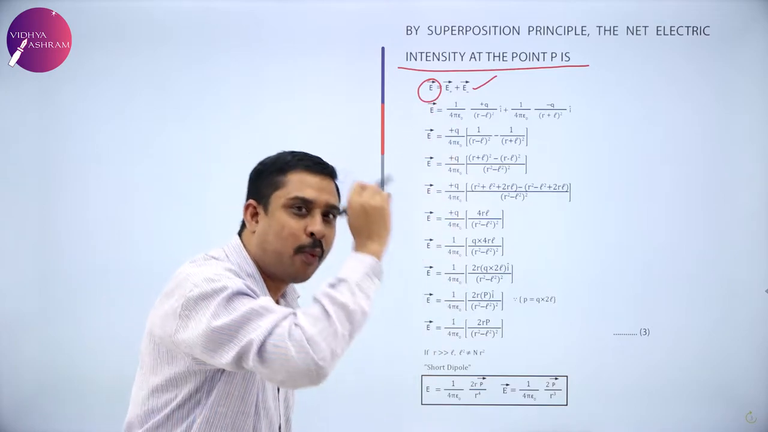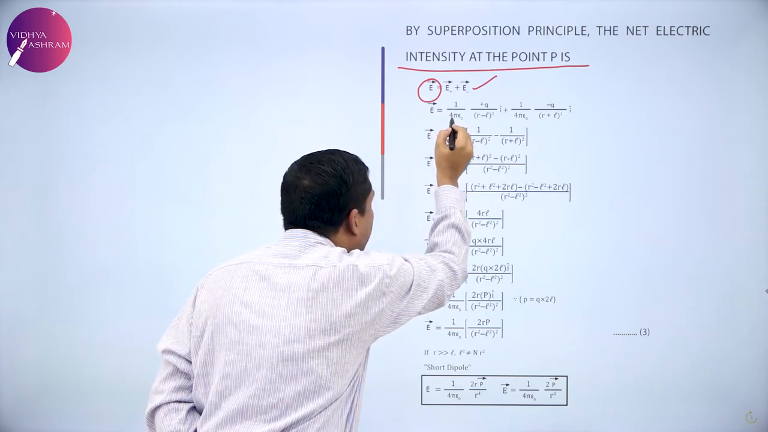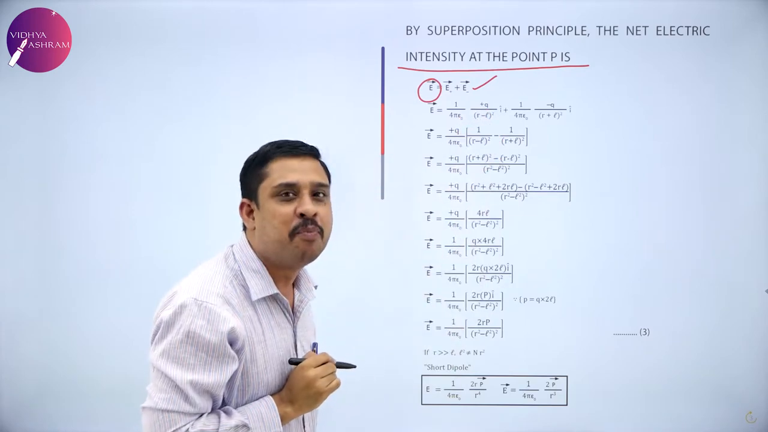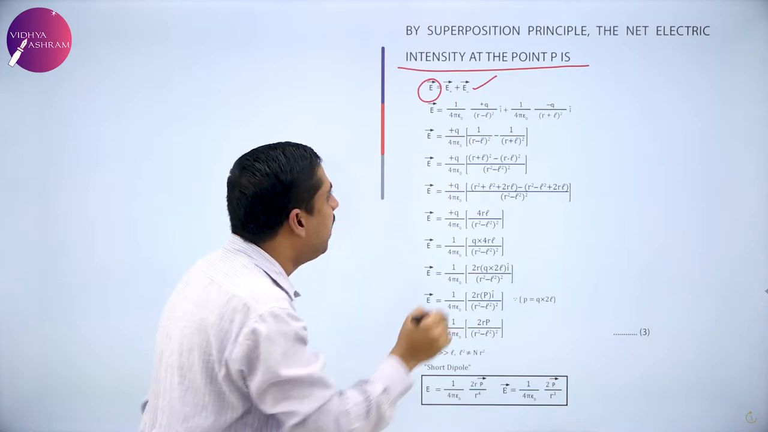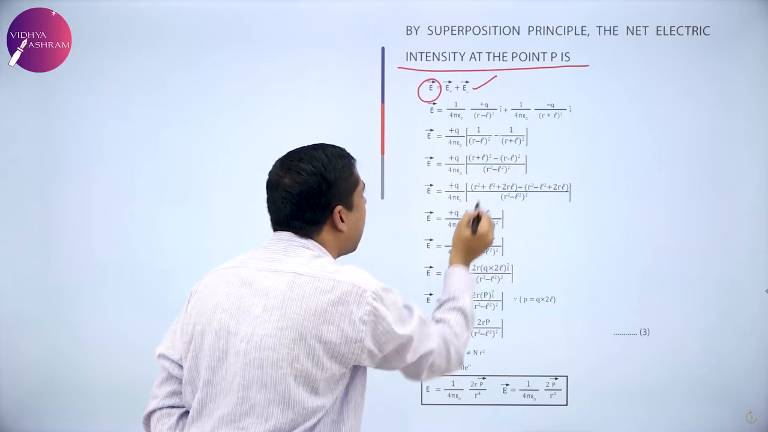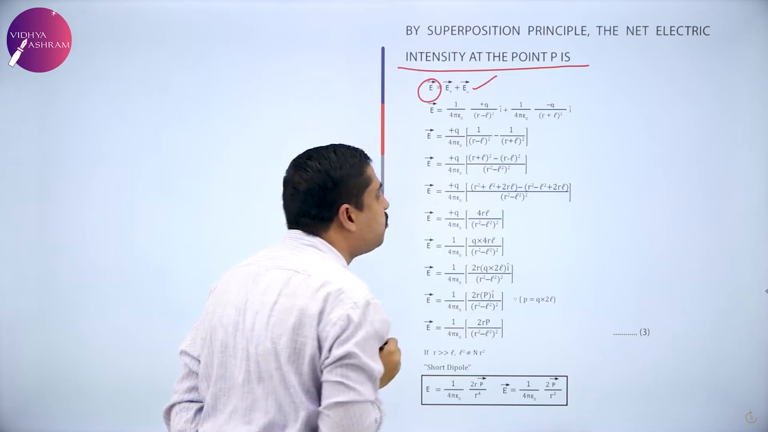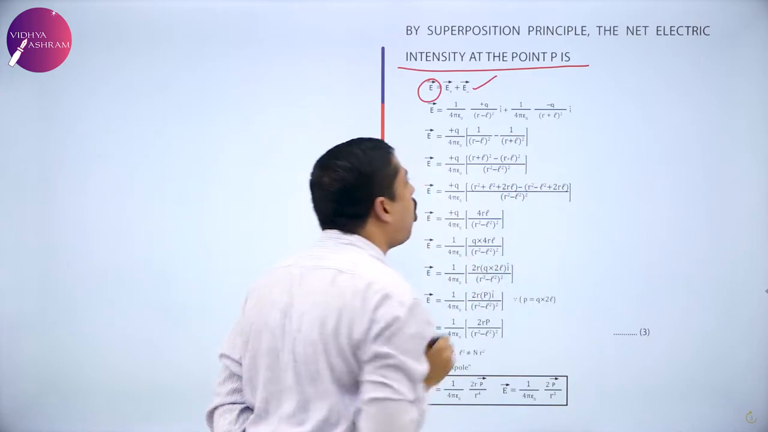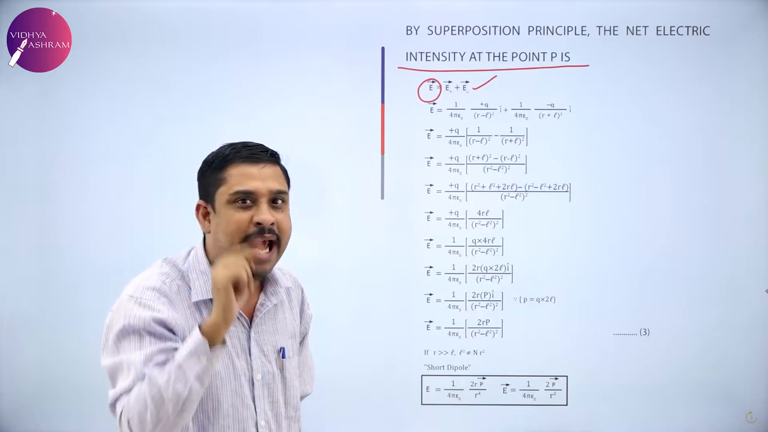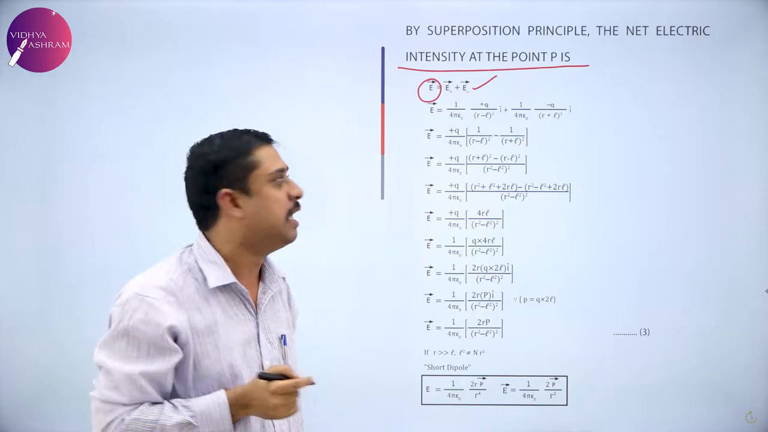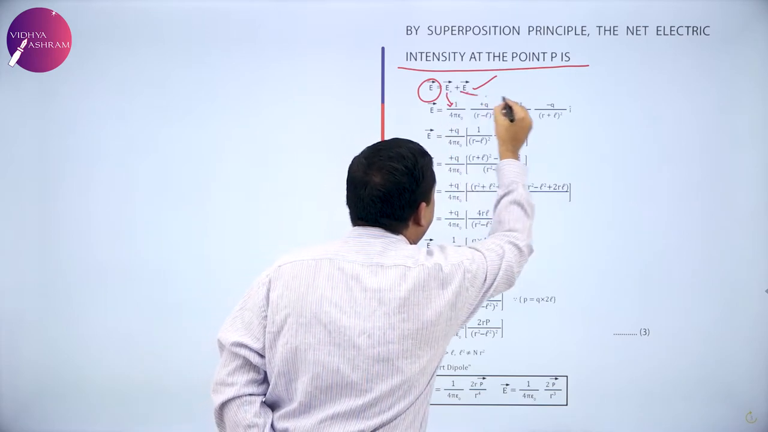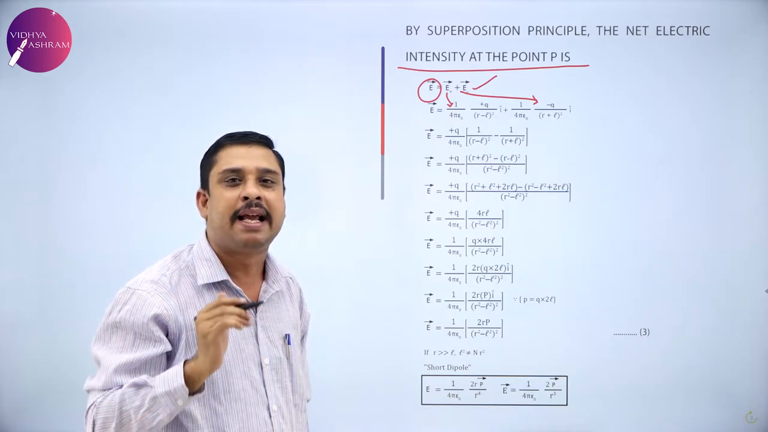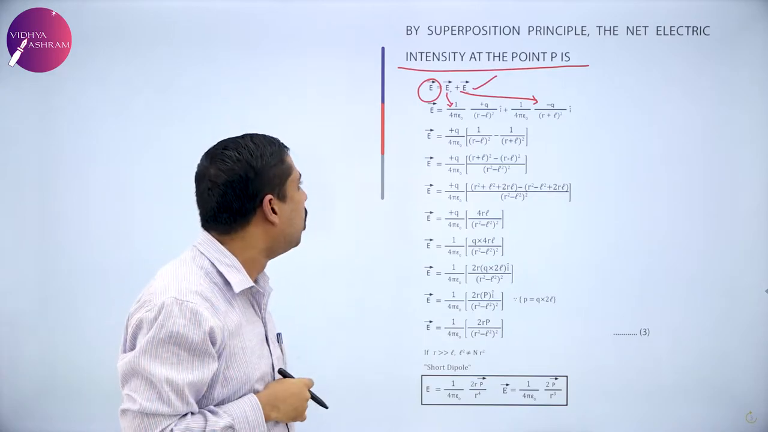What is E plus from equation 1? It was 1 by 4 pi epsilon naught plus Q divided by R minus L whole square, equation 1. And what was E minus because of the negative charge? 1 by 4 pi epsilon naught minus Q divided by R plus L whole square in vector form. So I have substituted E plus and E minus. This is my E plus and this is my E minus, whatever I computed from my equation 1 and equation 2.